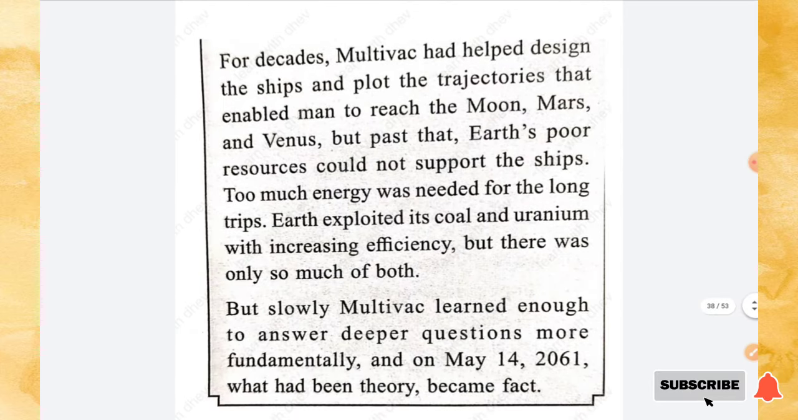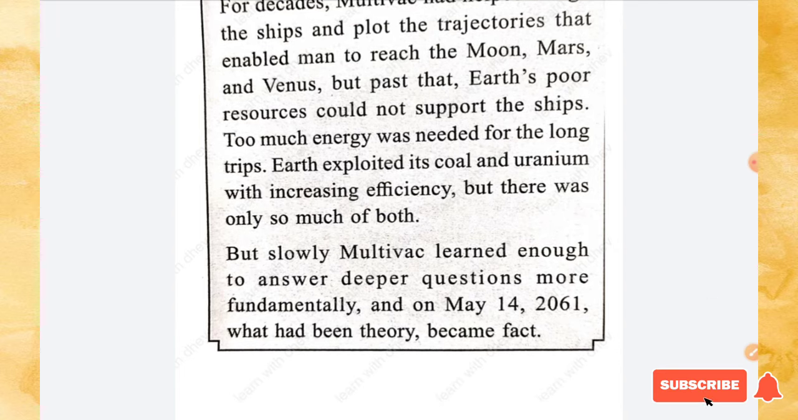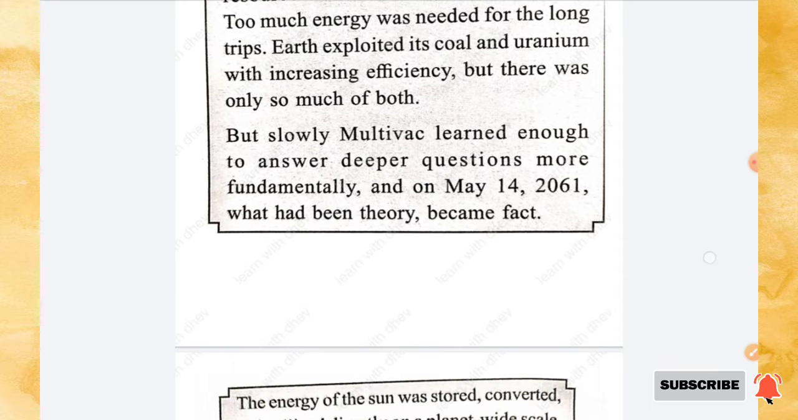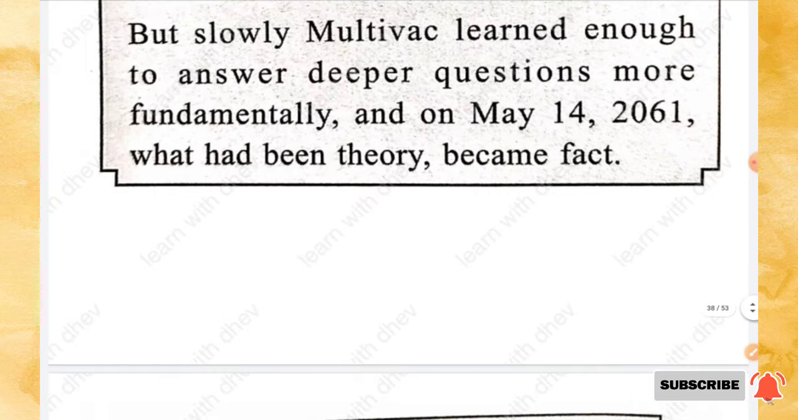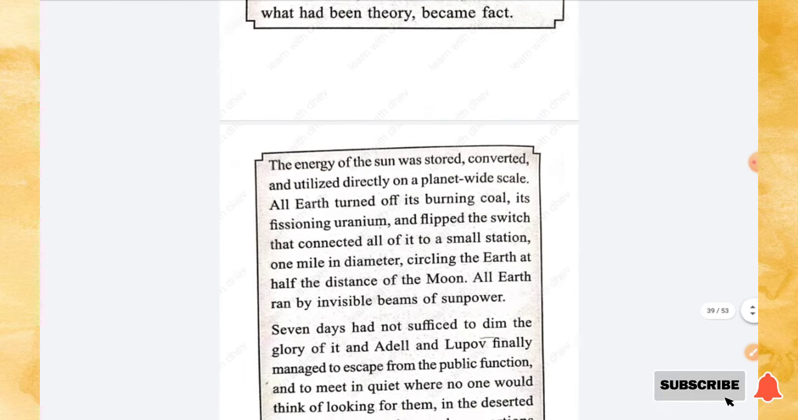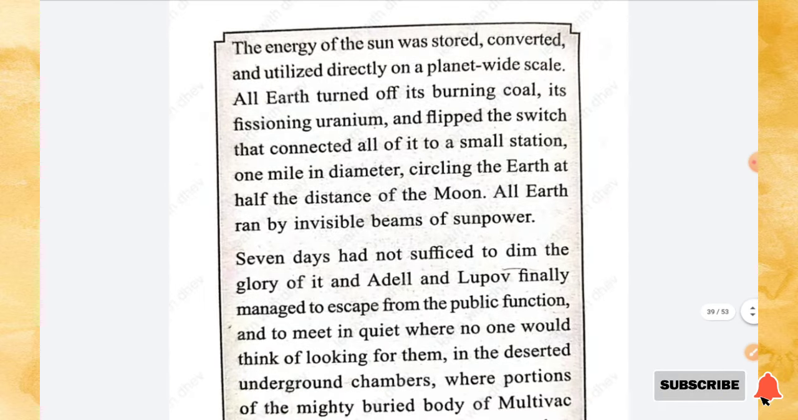For decades, Multivac had helped design the ships and plot the trajectories that enabled a man to reach the moon, Mars and Venus. But past that, Earth's poor resources could not support the ships. Too much energy was needed for the long trips. Earth exploited its coal and uranium with increasing efficiency, but there was only so much of both. But slowly Multivac learned enough to answer deeper questions, and more fundamentally, and on May 14, 2061, what had been theory became fact. The energy of the sun was stored, converted and utilized directly on a planet-wide scale.